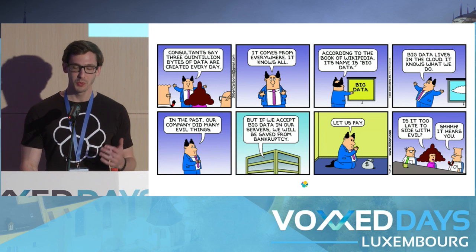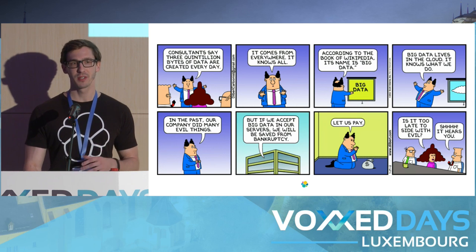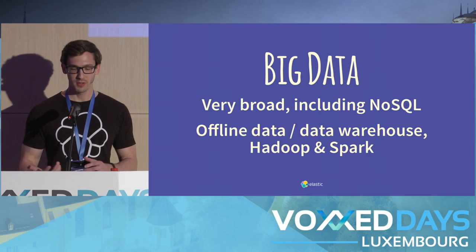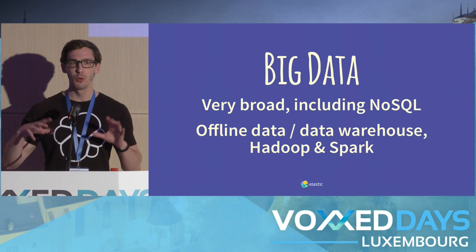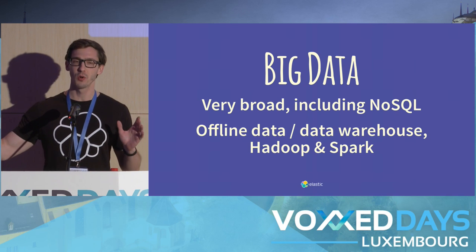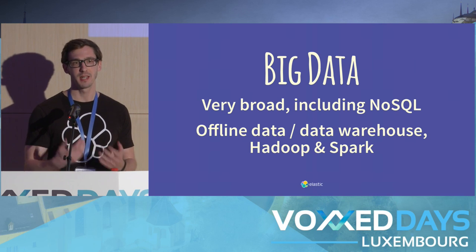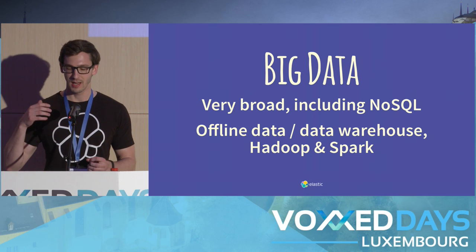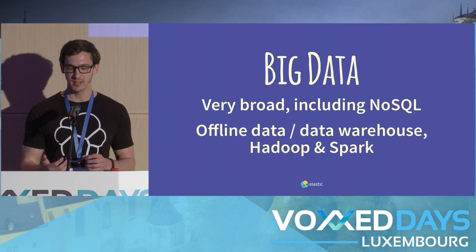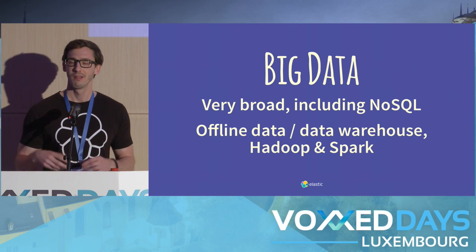So there are normally two ways to view big data, because people often ask how does big data fit into this NoSQL world? First one is very broad. It kind of includes everything you cannot put on one server anymore, but you split out and do over multiple servers. Then NoSQL is kind of part of big data. The other one is you're just using it for offline data or a data warehouse. So this is more the Hadoop Spark region.